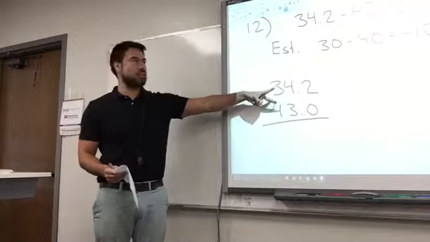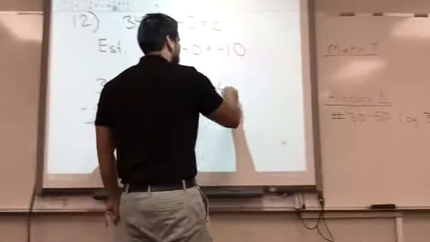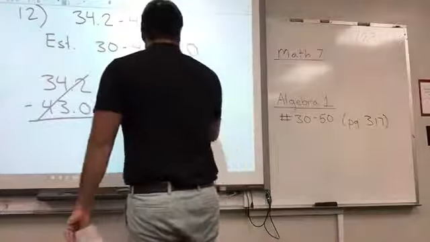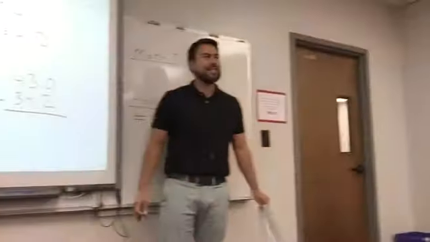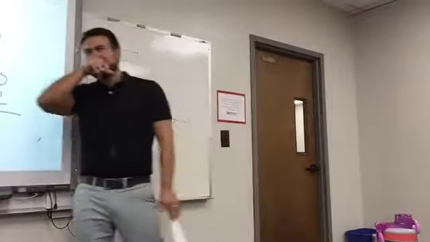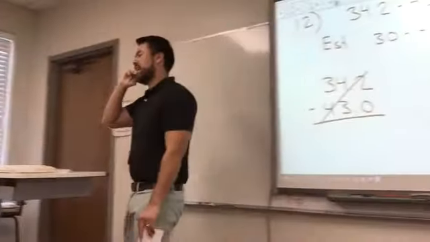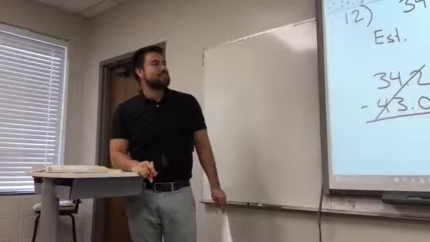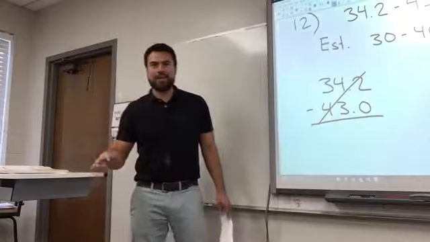And what's the sign of your answer? Negative. So it's not this. It's 43.0 minus 34.2. All right, so who got an answer? I need an exactly correct answer. No pressure here. Betsy? I got 9.2. Close, very close. I think it's a borrowing thing that happened there.